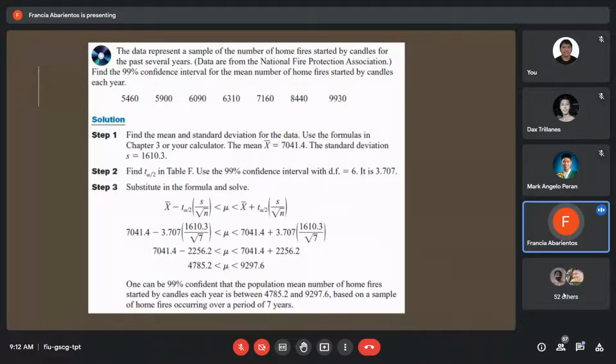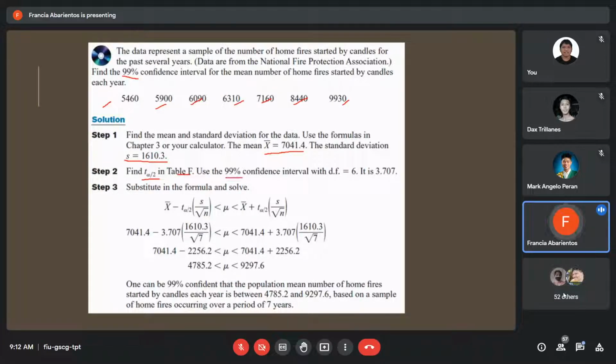Here's an example again of a t-distribution problem, given a confidence interval of 99%. First compute the mean: count the values, 1, 2, 3, 4, 5, 6, add them and divide by 6. This is now the mean. Then find the standard deviation. You know this already. This is the sample standard deviation, denoted by s. Then find the t-value in the t-distribution using table F.